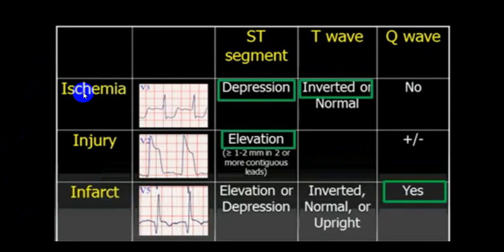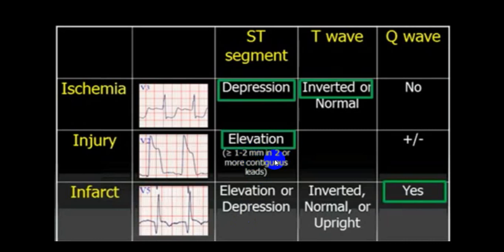Now, a standard thing: whenever you get ischemia, there is ST depression. T wave may be inverted or may be normal. But during ischemia, you will not get any Q wave. Now, if there is an injury to the myocardium, you will have ST elevation. Initially, you might have a tall T wave, a tall, peaked, asymmetrical, tented, broad-based T wave, followed by ST elevation. This ST elevation will be more than 2 millimeters in two consecutive chest leads and 1 millimeter in limb leads.